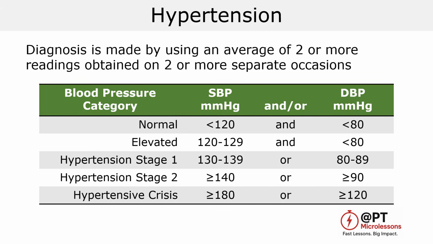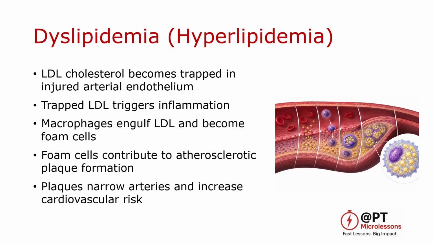Let's look at how cholesterol contributes to atherosclerosis. When the endothelium becomes injured, LDL cholesterol enters the vessel wall and becomes trapped. This triggers inflammation, attracting macrophages that engulf the LDL and transform into foam cells. Foam cells accumulate within the arterial wall, eventually forming fatty plaques that narrow arteries and increase the risk of myocardial infarction and stroke. While LDL is often called bad cholesterol, HDL helps remove cholesterol from circulation, making higher HDL levels protective.